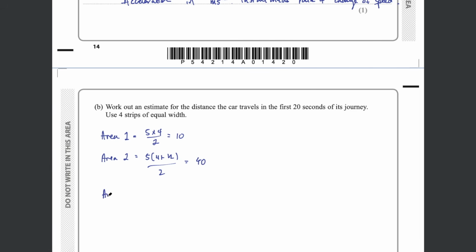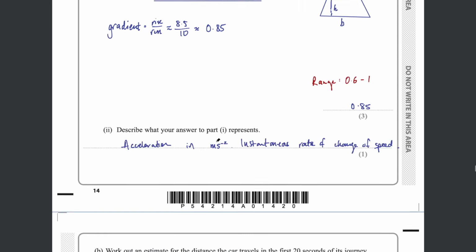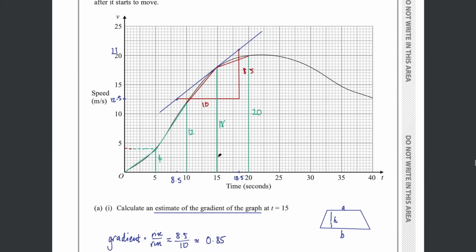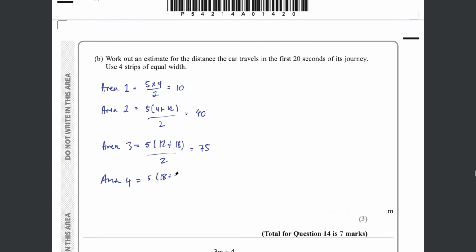The next area, area 3, again it'll be the same height for each one, so 5, and then the top is 12, the bottom is 18, so 12 plus 18 divided by 2. This is 30, so it's like 5 times 15, which is 75. And area 4, again the height's the same, and the top is 18, the bottom is 20, so this is 18 plus 20 divided by 2.